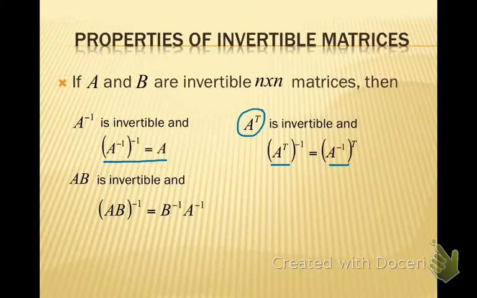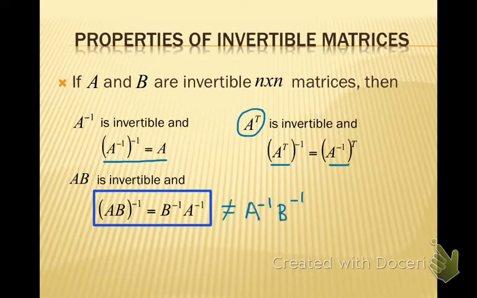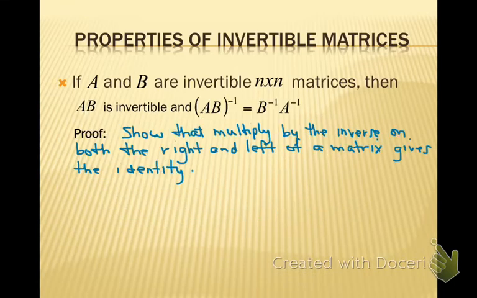The last one seems a little bit counterintuitive, and that is that if I take the product of two matrices and find the inverse, it is not equal to A inverse B inverse, but in fact it is equal to B inverse A inverse. And we're actually going to prove this on the next slide. The theorem states if A and B are both invertible matrices, then the product of A and B is invertible, and the inverse of AB is B inverse A inverse.